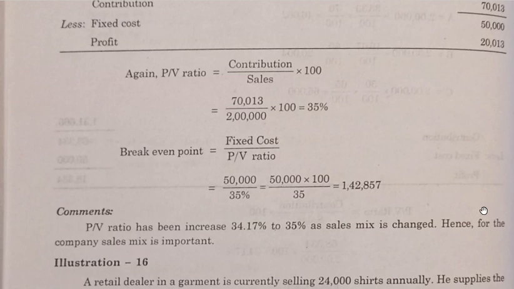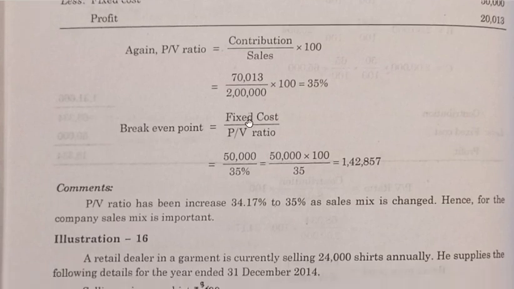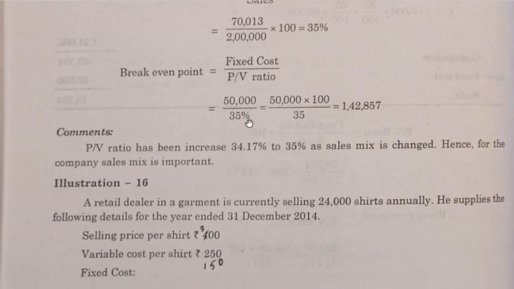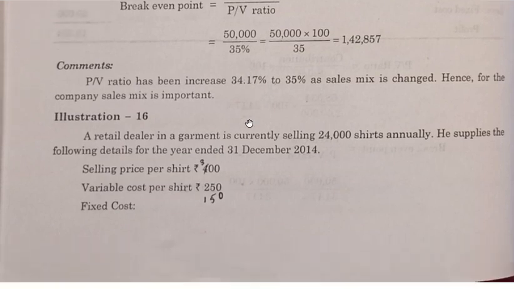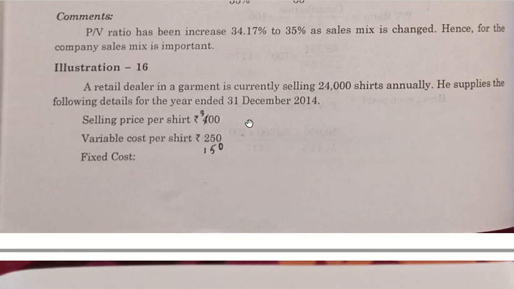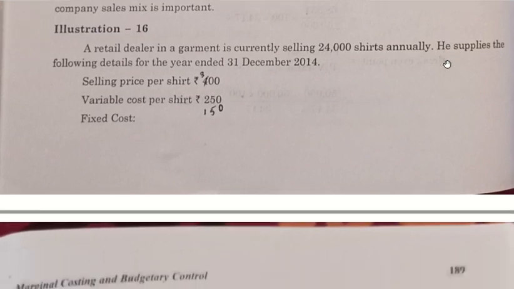So again your PV ratio is contribution divided by sales, which is equal to 70,013 divided by 2 lakhs into 100%, which is 35%. BEP is fixed cost divided by PV ratio, 50,000 into 100 divided by 35, which is equal to 1,42,857. So PV ratio has been increased from 34.17 to 35% as the sales mixture is changed. Hence for the company, sales mixture is very important.